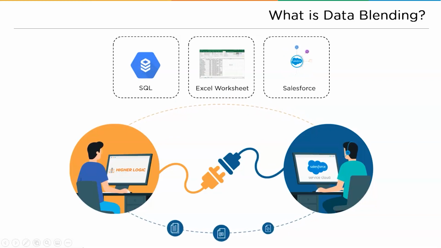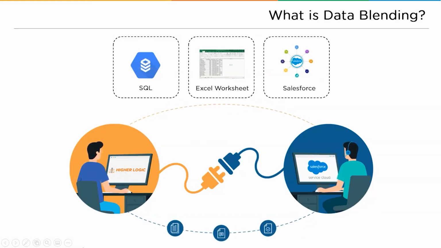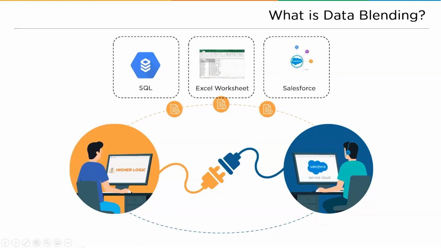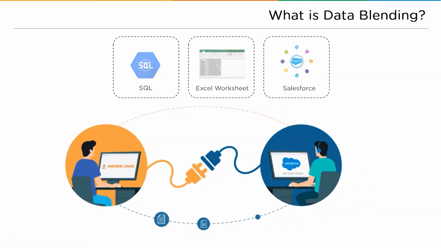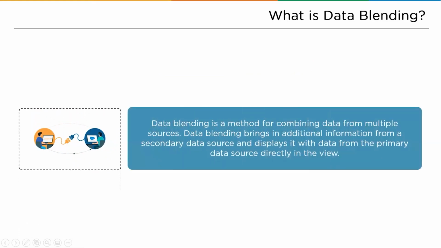So you might have a question here. We already have joins, but joins and relations have their own limitations or drawbacks. So to overcome those issues, Tableau has come up with data blending. Now let us take a step further and understand what exactly I meant by joining, relationships, and data blending. As we discussed before, data blending is a method for combining data from multiple sources. Data blending brings in additional information from a secondary data source and displays it with data from the primary data source directly in the view. This was a definition.